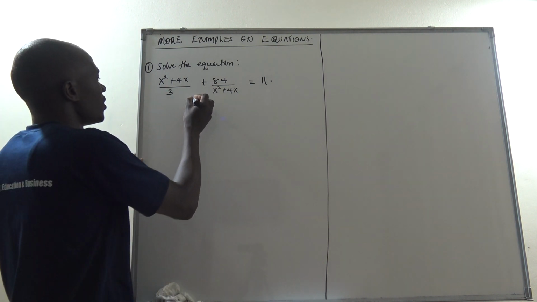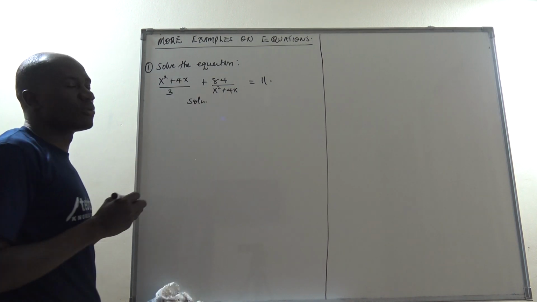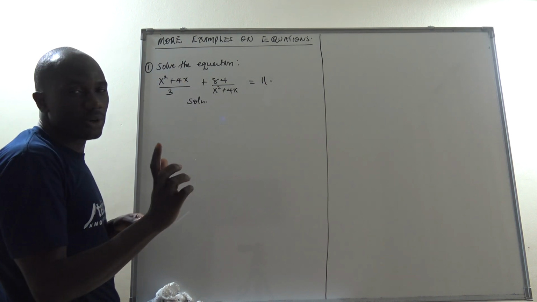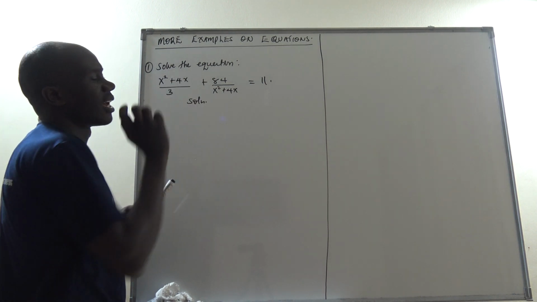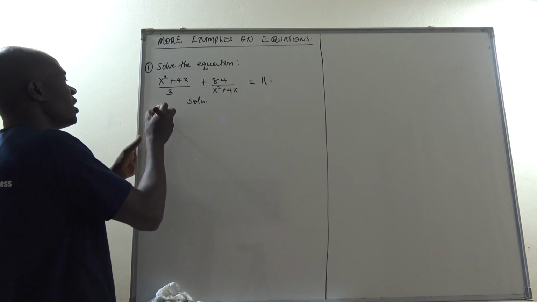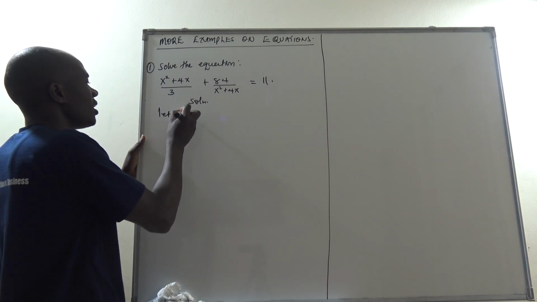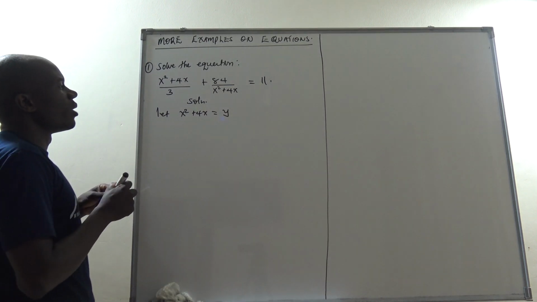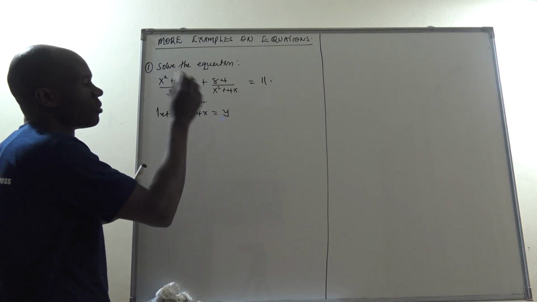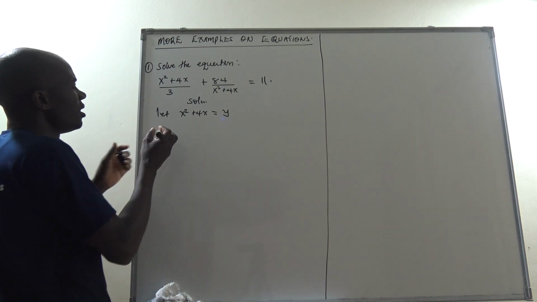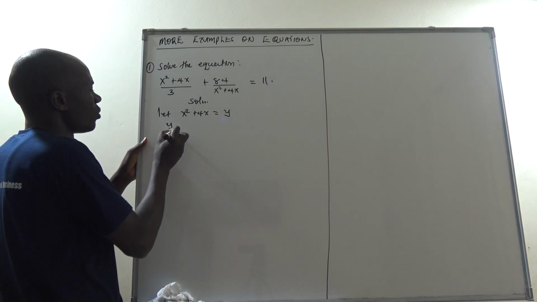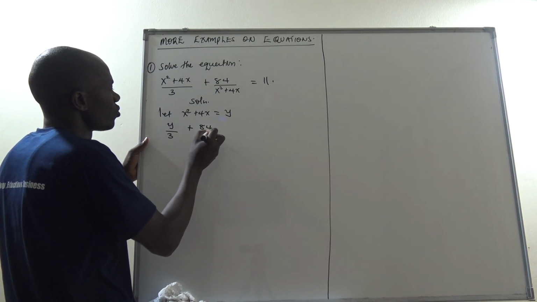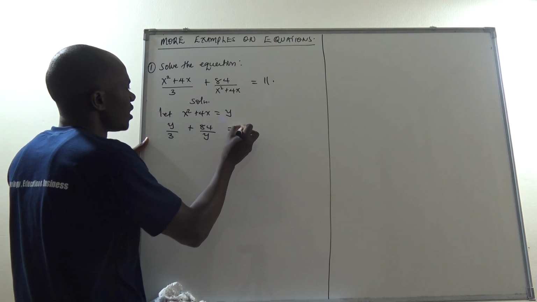Now, when the question comes in this manner, what comes into your mind? By mere seeing, x squared plus 4x is common. It is appearing here and again there. So what you do, you can baptize it. You can say, let x squared plus 4x equal y. Where we see x squared plus 4x, put a y. What is it going to be? We are going to have y out of 3 plus 84 out of y equals 11.